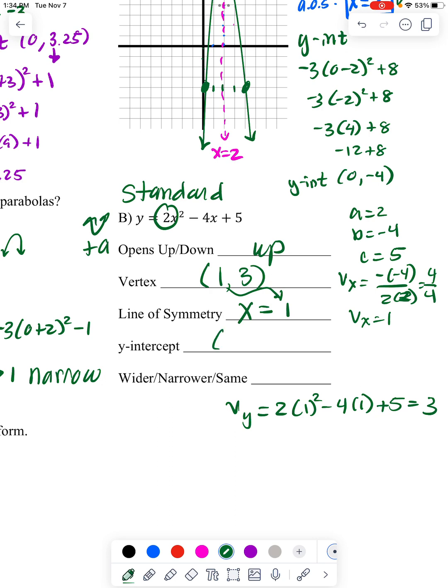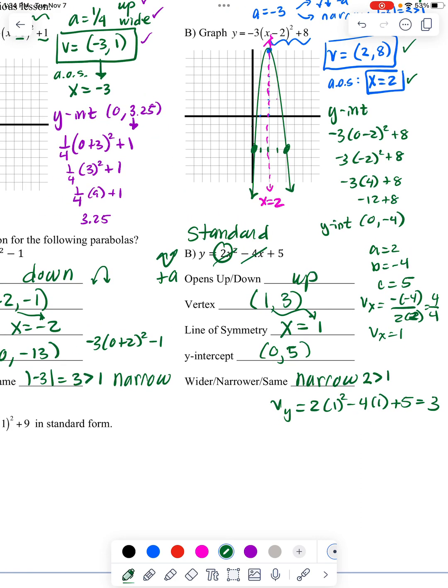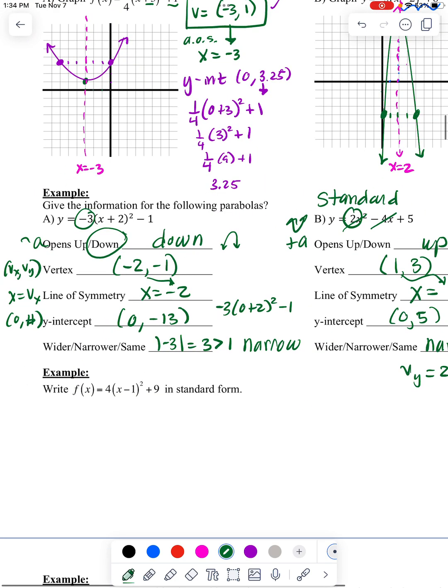And in standard form, if you remember, when you plug in a 0, all of these first parts disappear and you're just left with the C value. Here, to look at my A value is 2. 2 is greater than 1, so it will go steeper faster, and that will make it narrower than a normal or average parent graph.